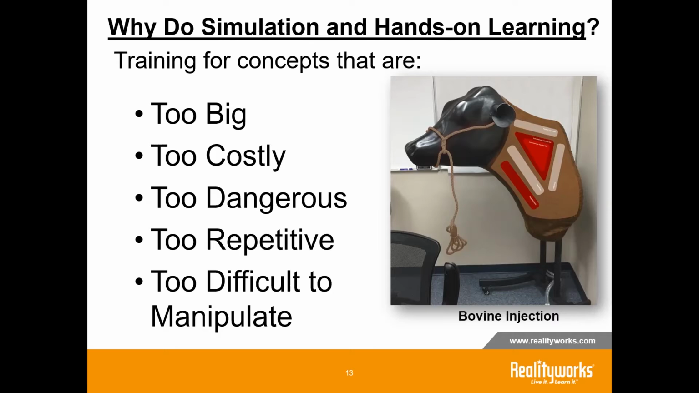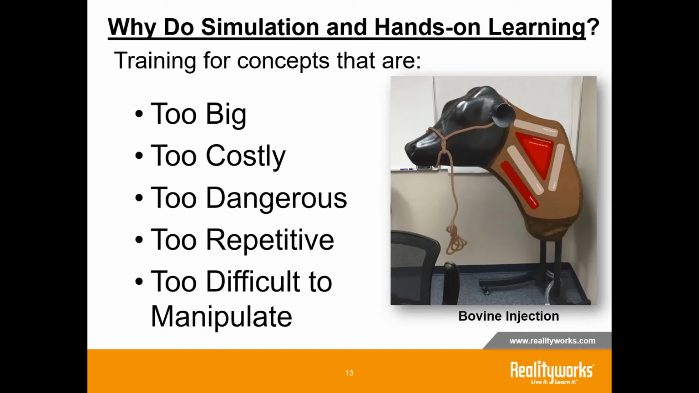And then too repetitive. Some of the products we have involve injections into animals. Well, if you have a class of 20 to 25 students repetitively doing that to an animal, that would be, again, going back up, too dangerous and harmful for the animal. So you can't always do the repetitive nature. So simulation's ability for your students to do it over and over and over again allows them to learn without having the problem of hurting or having it be something too repetitive on an animal.